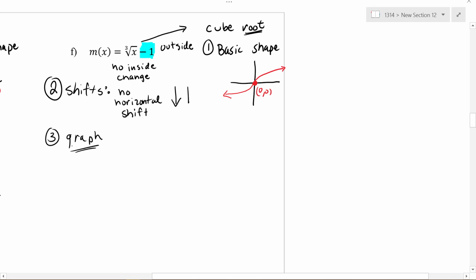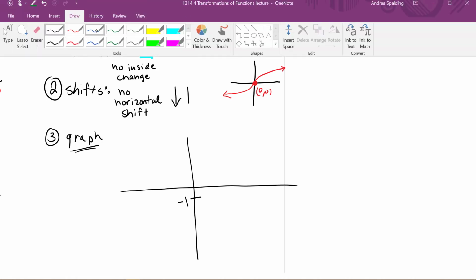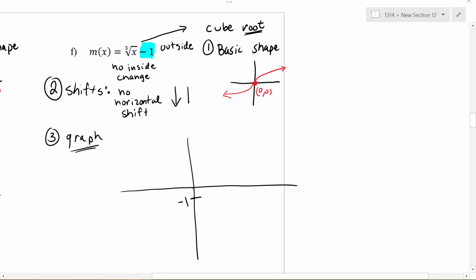Okay, so now we're going to graph it. Okay, so I'm going to go back to my origin, and we're going to shift down 1 unit from that origin point. So I'm going to shift down 1 unit, then I'm going to plot and label my newly shifted origin point. So there's my origin point. That's an x value of 0 and a y value of -1.